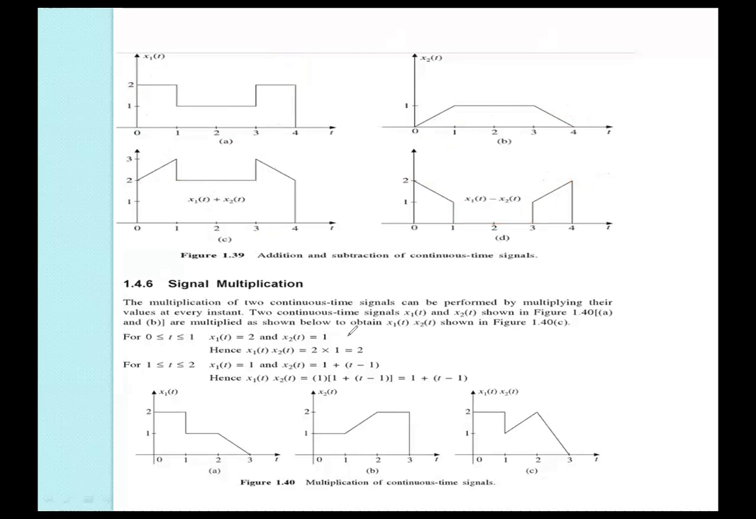Next is signal multiplication. The same way you can multiply the 2 signals by taking the magnitudes. The multiplication of 2 continuous time signals can be performed by multiplying their values at every instant. Take 2 continuous time signals x1 and x2. In the range 0 to 1, x1 of t value is a 2, x2 of t is a 1. So 2 into 1, the value is 1.